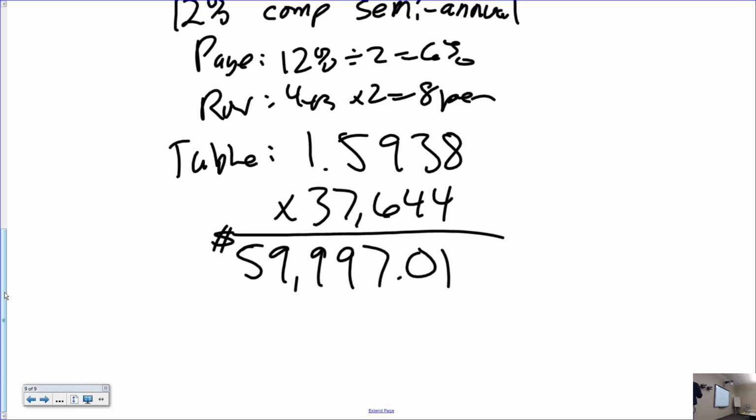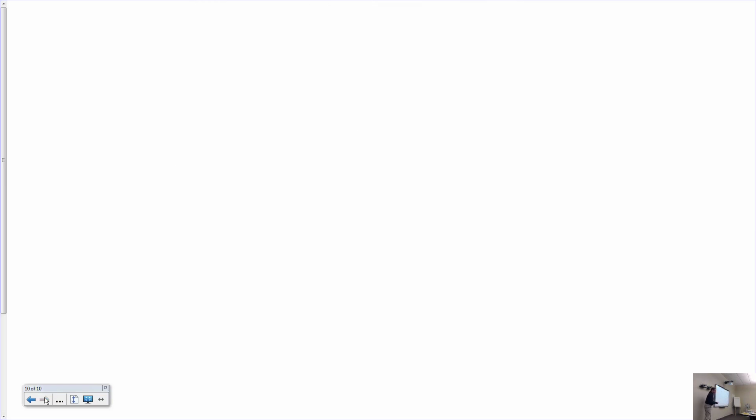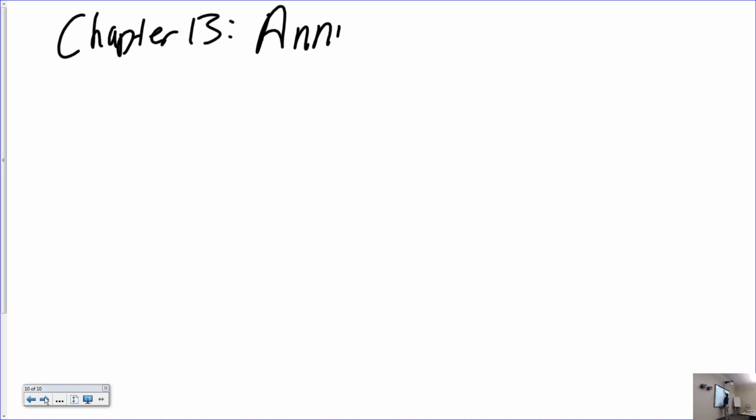All right, so we've gotten through the first two chapters, 10 and 12, of investing. So now we're on to the new chapter, chapter 13, where we learn about annuities.